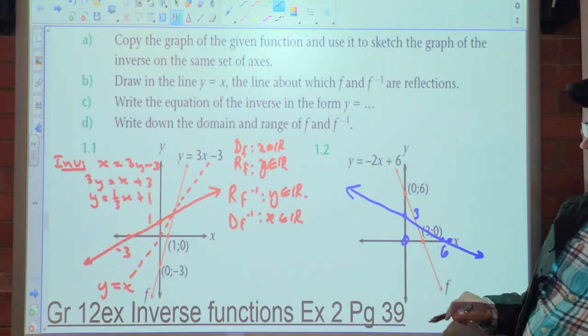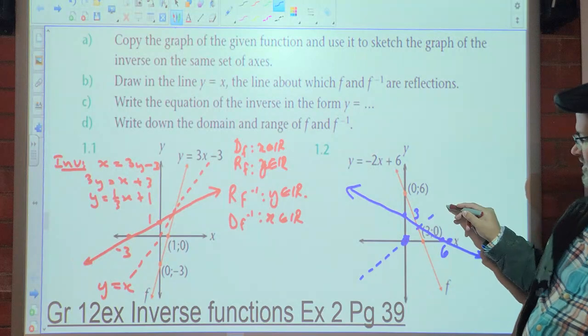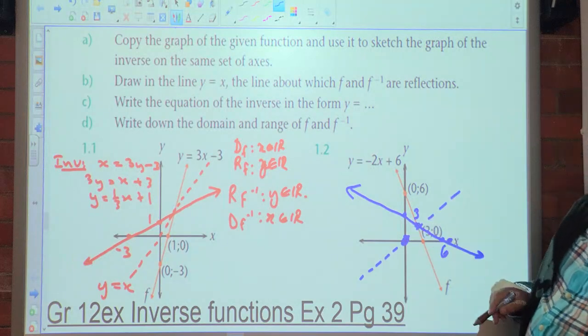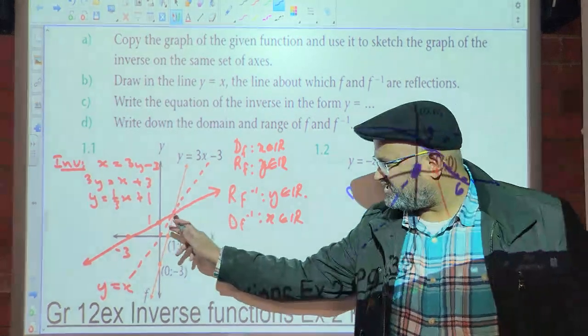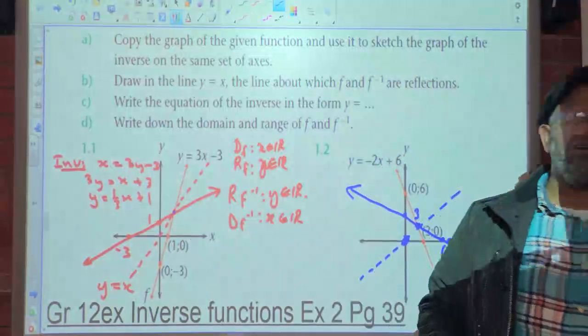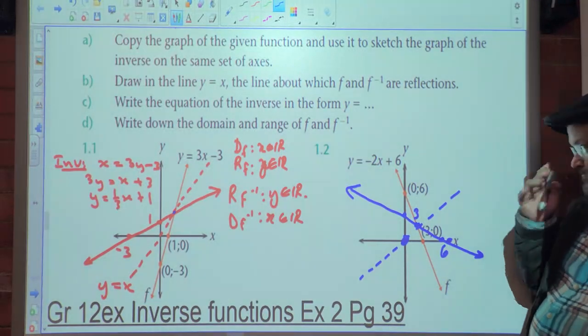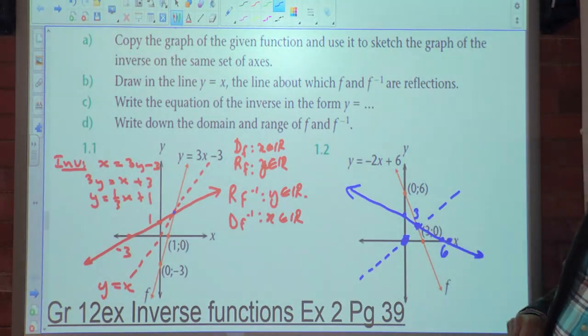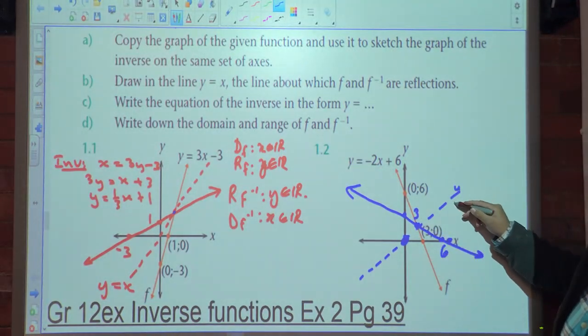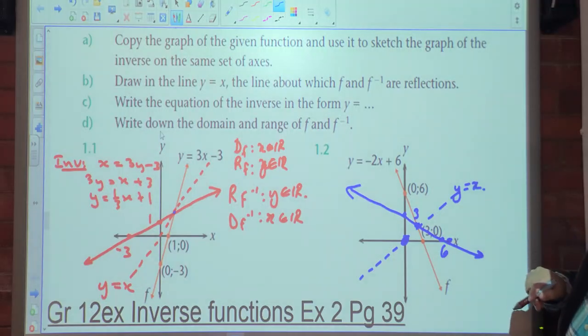Now, draw the line y is equal to x, which will be a line going through like that, going through the point of contact there. Again, the graph is going through that point of contact. Why? Those points are where the graphs are equal to each other, and the x value is equal to the y value there. So this is y is equal to x.